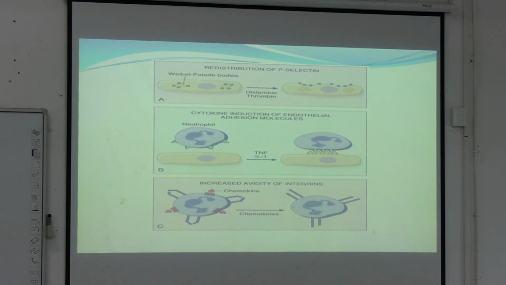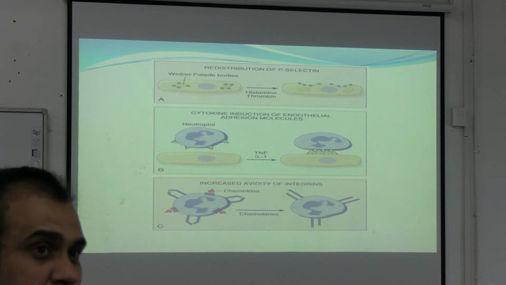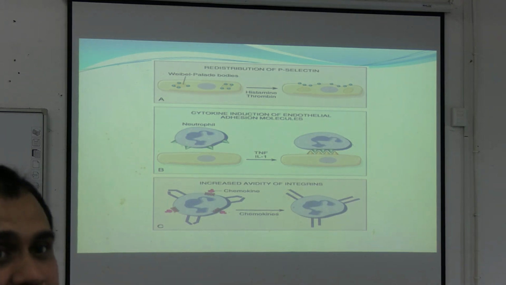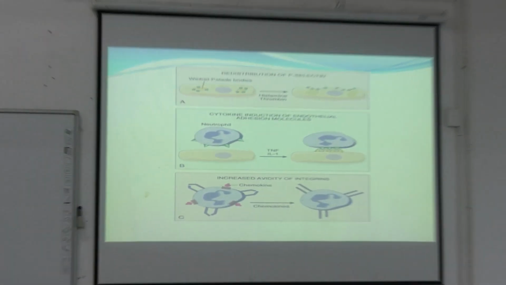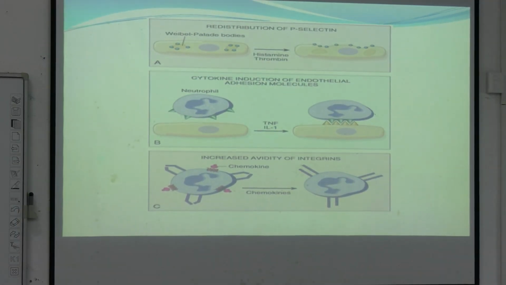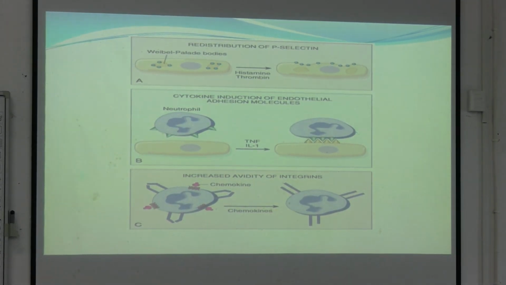What is this picture showing? Increased avidity of integrins. After this, the leukocytes bind with integrins. These integrins help the leukocyte bind to the endothelium more avidly. So this is basically leukocyte adherence to endothelium.